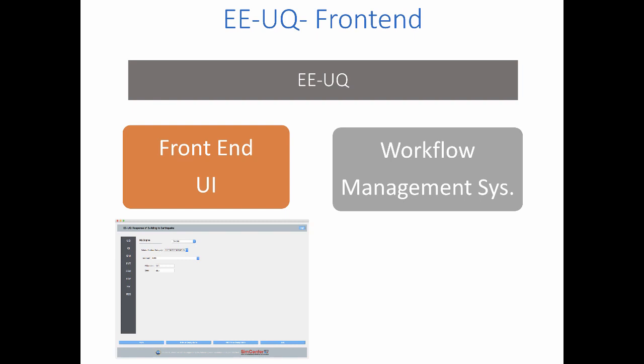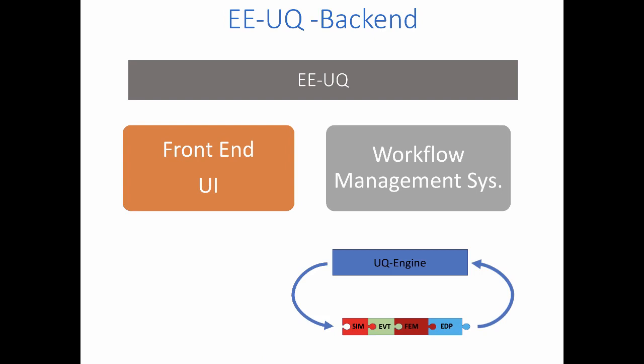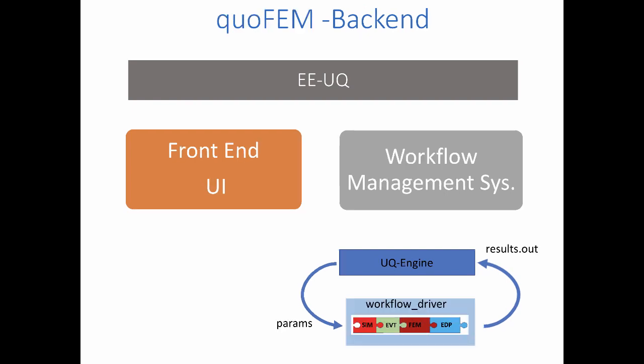We have our user front end and our workflow management system. When you click run with the front end, it's turned over to the back-end system. The back-end system is going to run a UQ engine that is going to run a number of deterministic runs. Each of these deterministic runs, it's going to pass to a workflow driver the parameters it wants to use for that deterministic run, and then the workflow driver, when it's done, is going to create the results.out. The workflow driver itself is a file that is actually going to run the different applications.